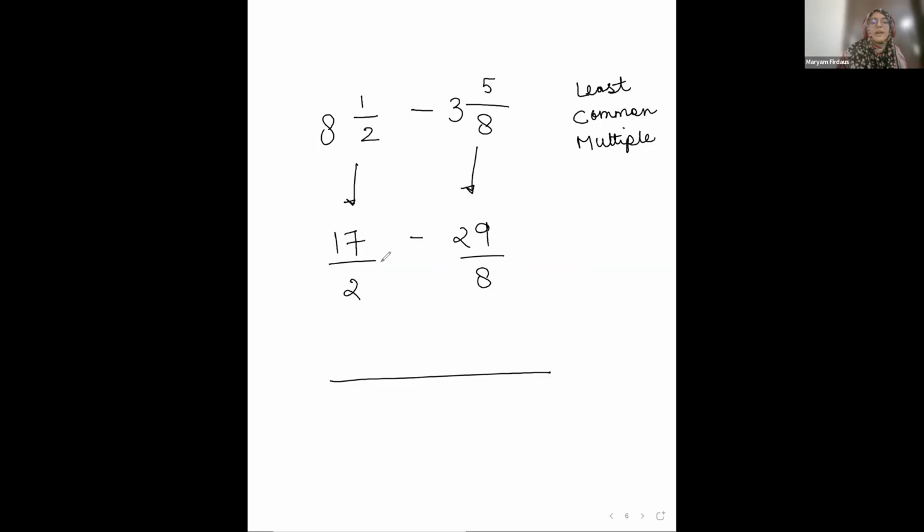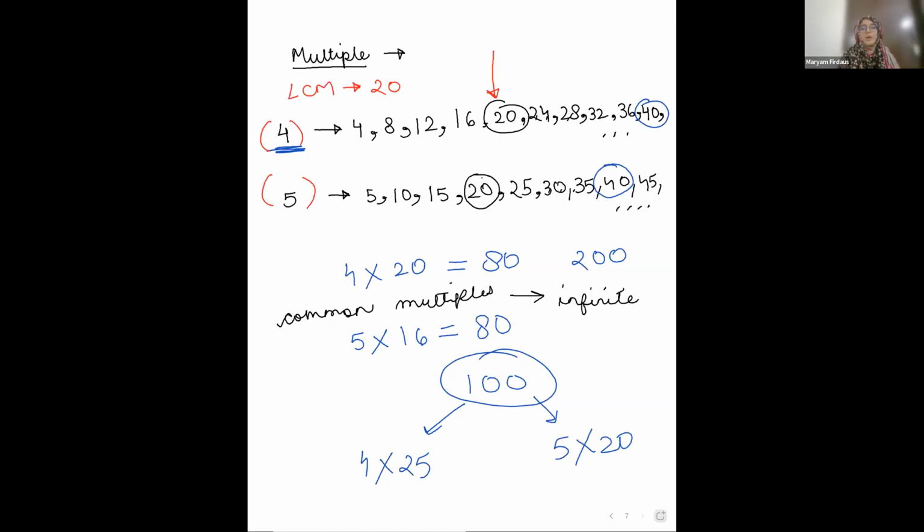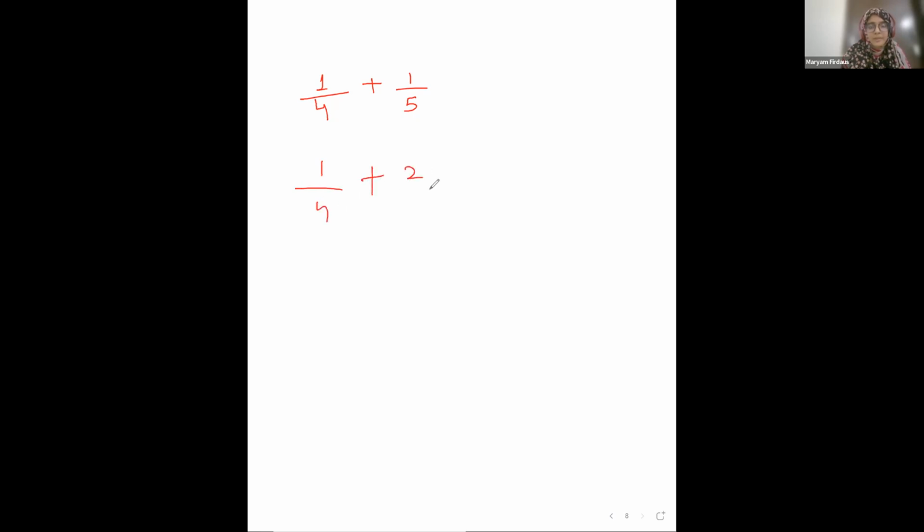Now, the question arises, why do we even use LCM when we are talking about addition or subtraction of fractions? Because let's say you have a fraction 1 by 4 plus 1 by 5. You will say, well, I cannot simply add them because the denominators are not the same. If it was 1 by 4 plus 2 by 4, then I could have simply added and got 3 by 4, right?